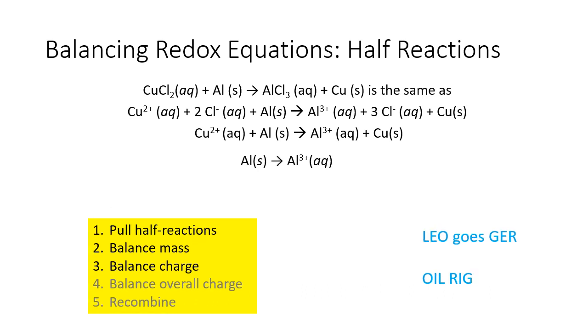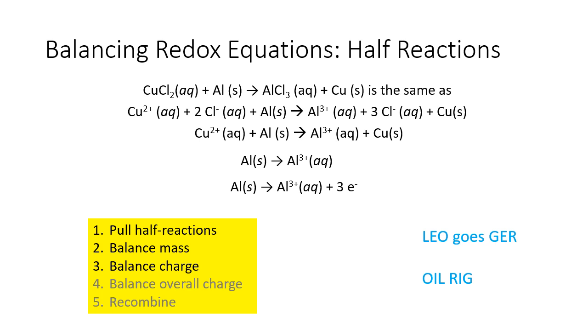So we pull the aluminum half reaction. We're going from aluminum solid to aluminum 3+. We are already balanced for mass, so we go back and we balance for charge. And in this case, we add 3 electrons to the aluminum 3+ side and we get 0 charge for both sides. We have done steps 1, 2, and 3 for both things.